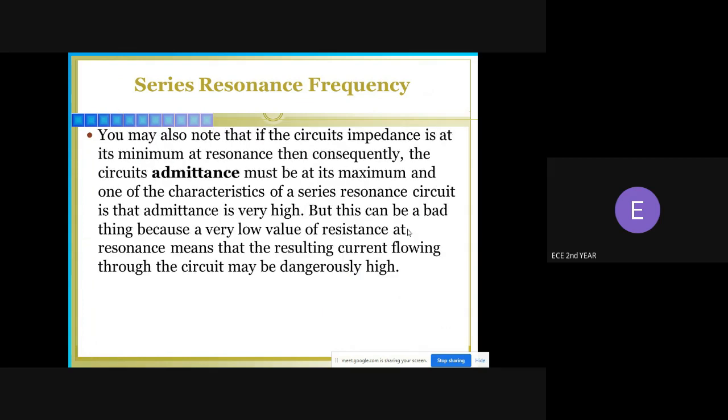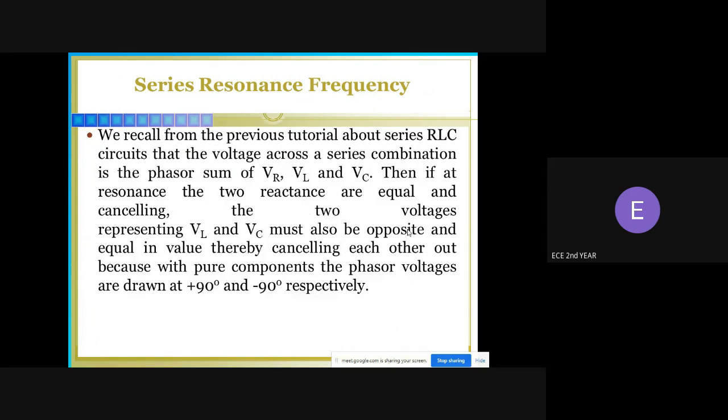You may also note that if the circuit impedance is at its minimum at resonance, then consequently the circuit admittance must be at its maximum, and one of the characteristics of a series resonance circuit is that admittance is very high. But this can be a bad thing, because the very low value of resistance at resonance means that the resulting current flowing through the circuit may be dangerously high. So at XL equal to XC, the circuit has a minimum resistance value, and if the resistance value is very minimum, the current flowing in the circuit is very high, maybe a dangerous value.